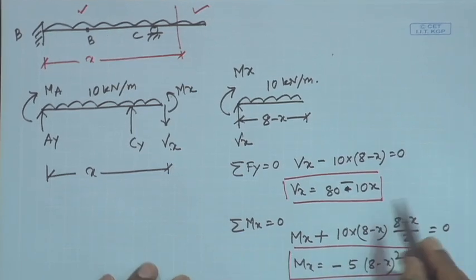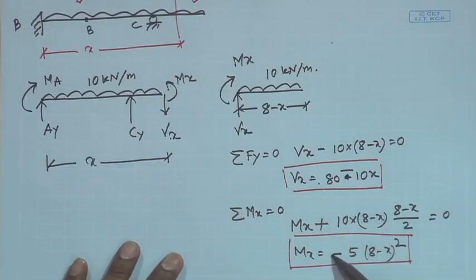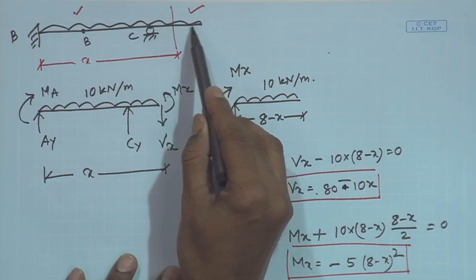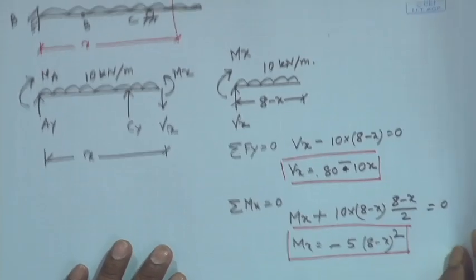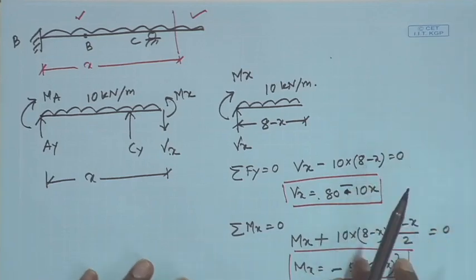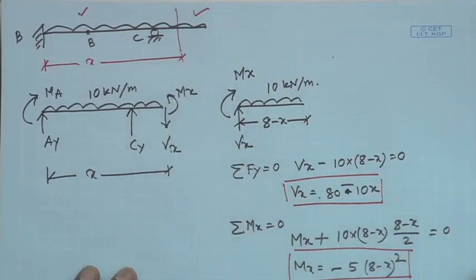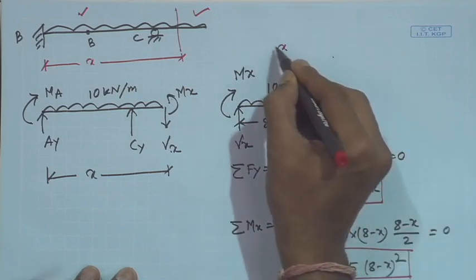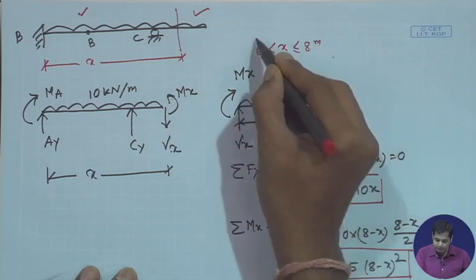You see, this is the distribution of shear force and distribution of moment in this part. Now let's quickly see some observations, whether this distribution is consistent with the problem. You see, in this case x varies from 6 to 8 meter, right?